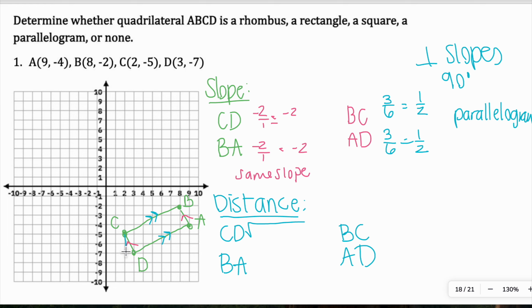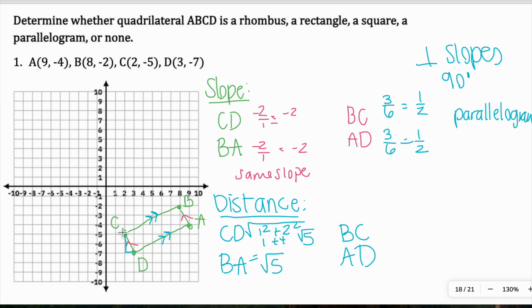I did kind of like a right triangle. So 1 squared plus 2 squared is going to give me the length of CD. So that's 1 plus 4, which is the square root of 5. And then B to A is also going to be the square root of 5 because it has the same slope, same distance. 2 squared plus 1 squared is equal to 5.